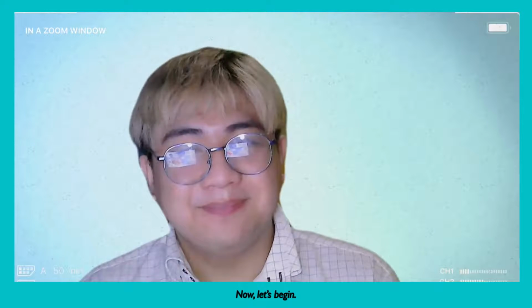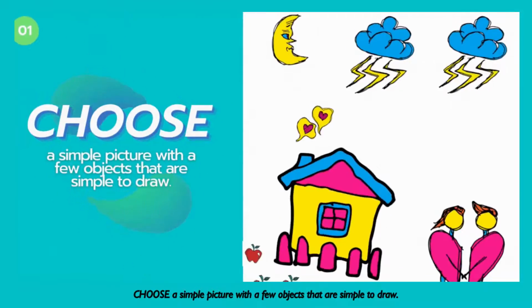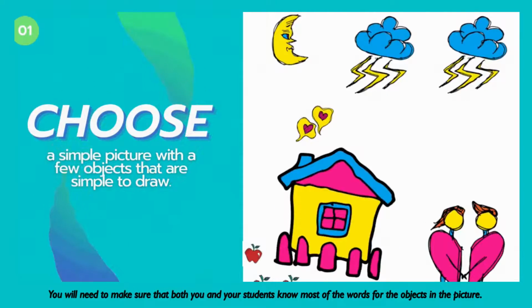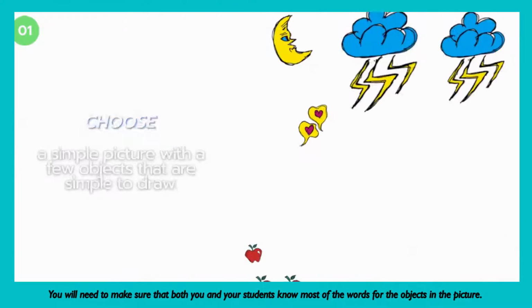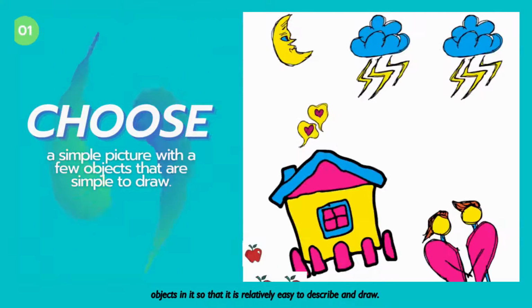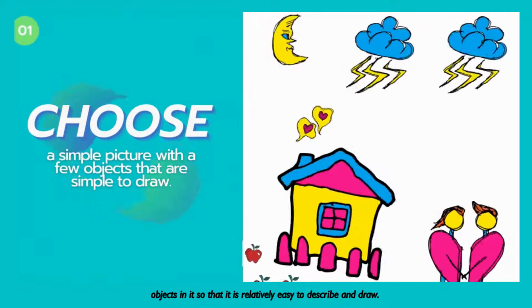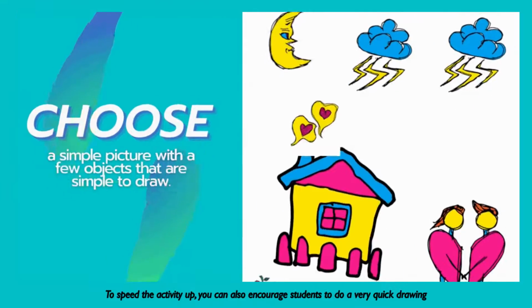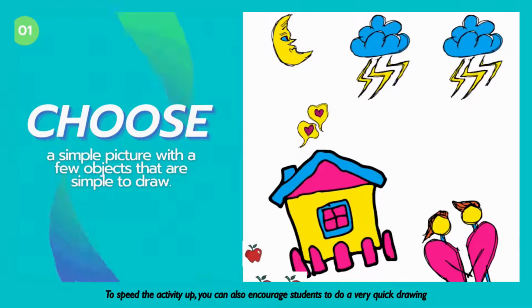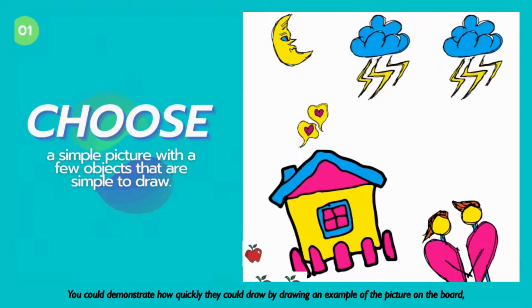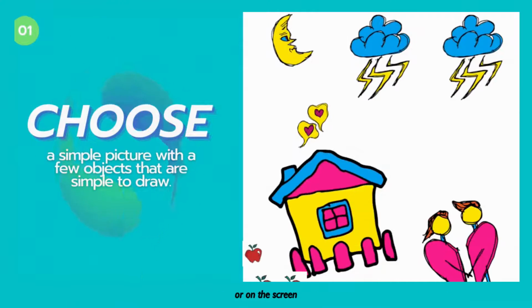Now, let's begin. First, choose a simple picture with a few objects that are simple to draw. You will need to make sure that both you and your students know most of the words for the objects in the picture. It is probably best to choose a picture that does not have too many objects in it so that it is relatively easy to describe and draw. Because if the picture is too complex, it might take students a long time to draw it. To speed the activity up, you can also encourage your students to take a very quick drawing. You could also demonstrate how quickly they could draw by drawing an example on the board or on the screen.